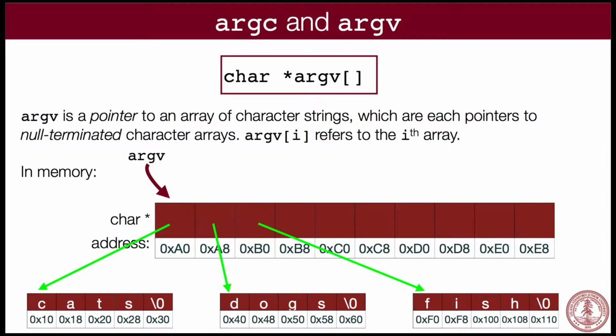Yeah, 8. If the hex scares you, don't worry about it too much. But that's basically saying A8 minus A0 is 8, meaning that this pointer in here is how big? 8 bytes, as it turns out. On our myth machines, pointers are actually 8 bytes long. So each one of these, this argv will point to the first pointer. The next pointer is 8 away, and then 8 away, and then 8 away.